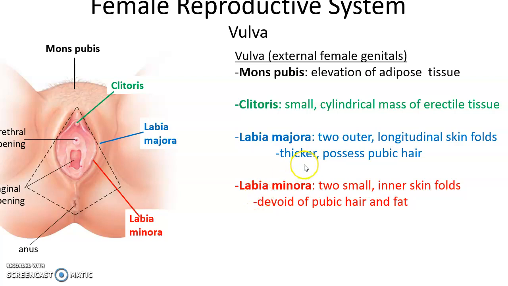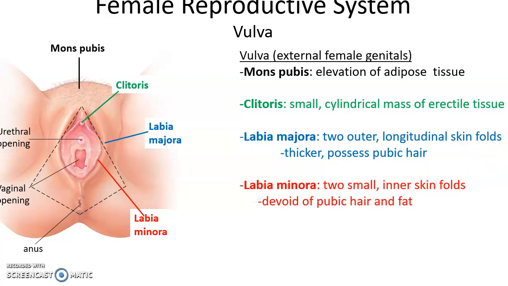Moving on to the external genitalia. The external genitalia of the female is collectively referred to as the vulva. The vulva includes the mons pubis. The mons pubis is directly anterior to the rest of the vulva, and it is a mound of adipose tissue, fatty tissue, and pubic hair. Then we have the clitoris. The clitoris is a small cylindrical mass of erectile tissue.